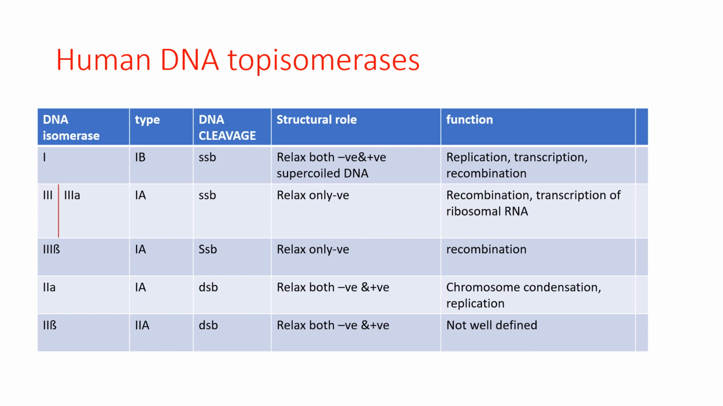2A attacks both the strands of DNA molecules, that is double stranded, and it relaxes both negative as well as positive supercoiling of DNA, and its function is condensation and replication inside the nucleus. The second one, 2B, also attacks the double strands of the DNA, and it also relaxes both negative and positive supercoiling of DNA. However, its function is not so clearly defined.